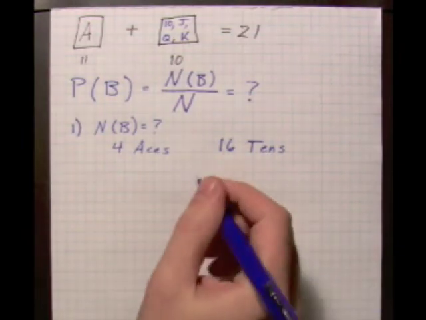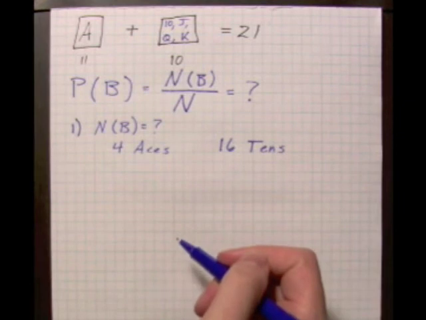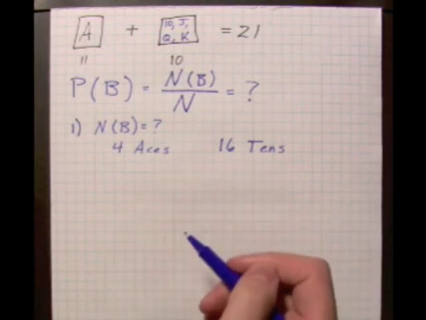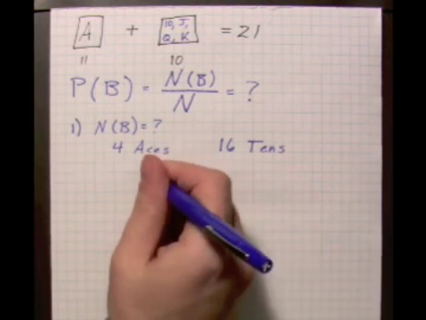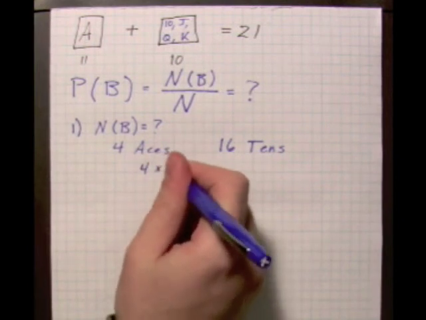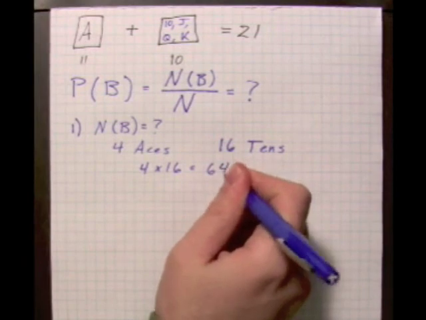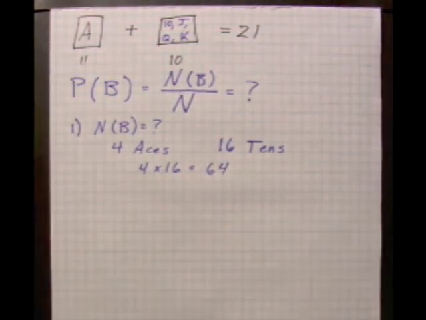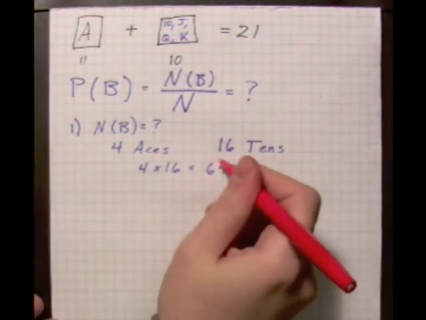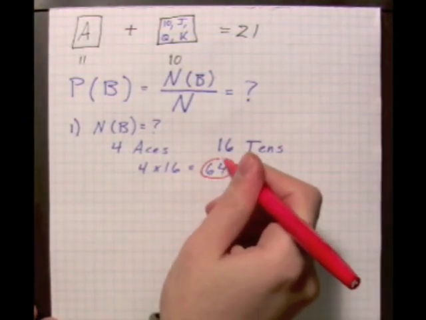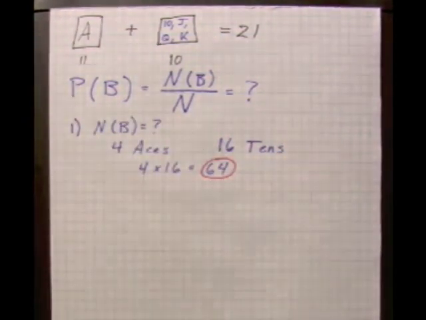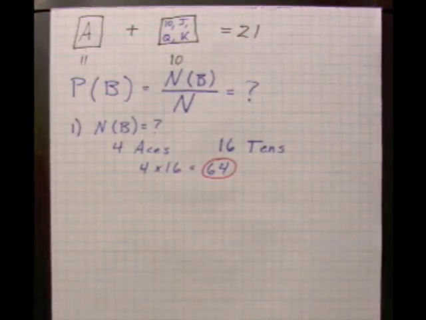So the total number of ways that this can happen, if each ace is matched up with 16 tens, and there are 4 aces, is 4 times 16, or 64. This is the number of ways to make a blackjack, and I'll circle that in red, because we're going to need to use that to finish our calculation.